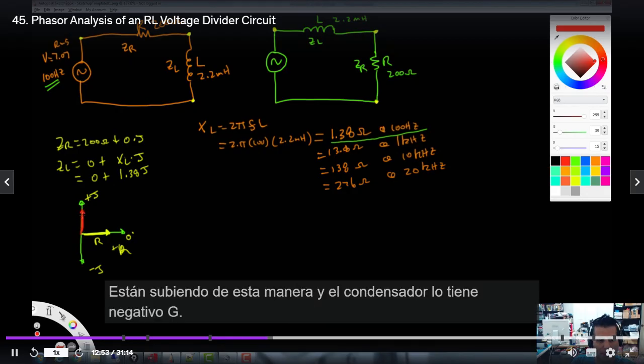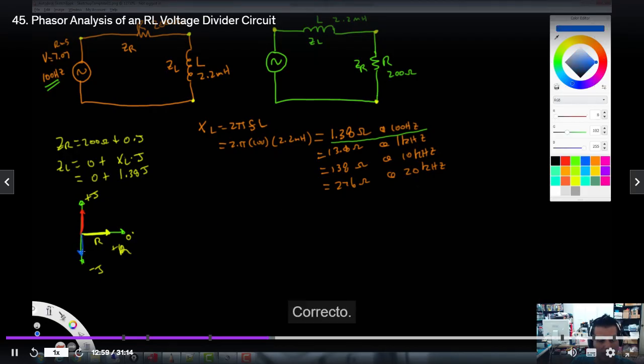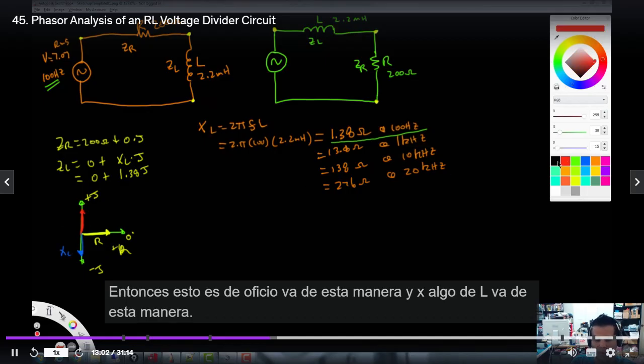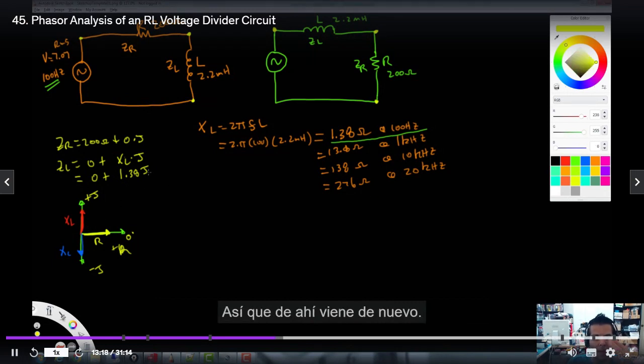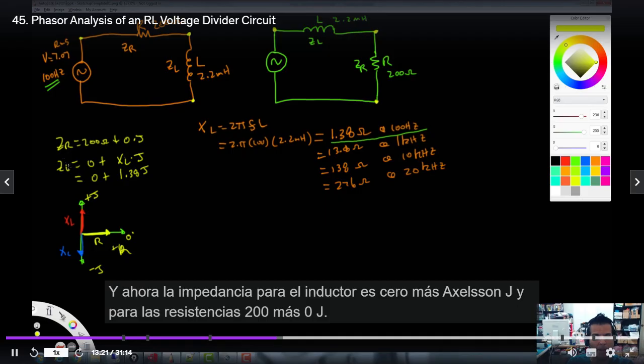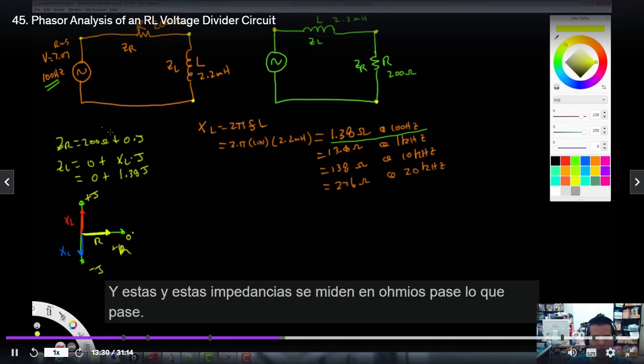They're going up this way. And the capacitor has a negative J. So X sub C goes this way, and X sub L goes this way. So when you have the phasor diagram, you can kind of remember that. So we've got a plus J here and a minus J there if it's a capacitor, and a plus J if it's an inductor. So that's where that's coming from again. And so now the impedance for the inductor is 0 plus XL times J, and for the resistor is 200 plus 0J. And these impedances are measured in ohms, no matter what.